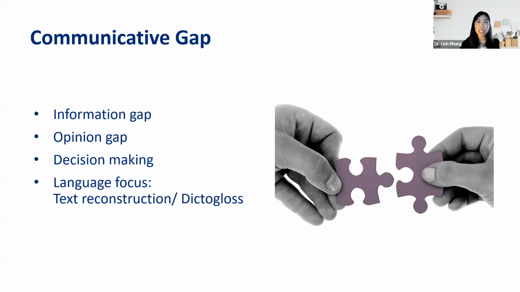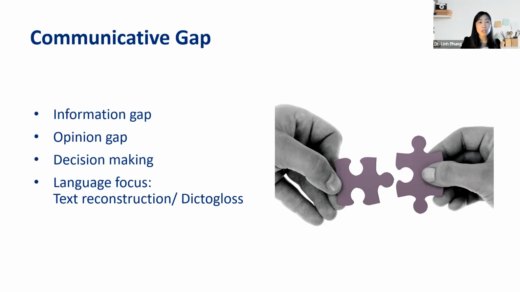Okay, so according to communicative gap or the focus of the task, we have information gap tasks. And again, students have different information to exchange. Opinion gap tasks mean that students have different opinions to share, and this is so common in our classroom, right? In decision-making tasks, students have different opinions, but they also need to make a decision.